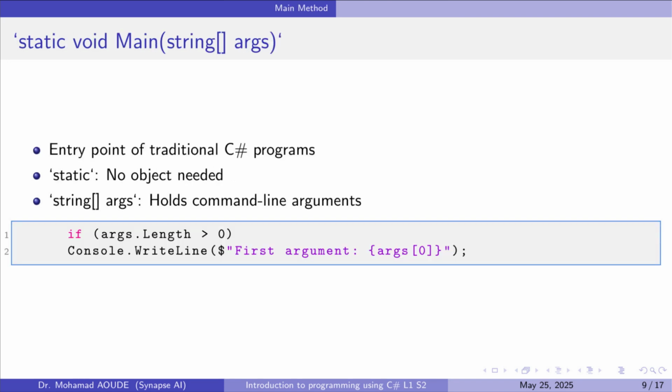The Main method is where execution begins. Its signature is typically static void Main(string[] args). The keyword static means you do not need to create an instance of the Program class to call it. The array args contains any command line parameters. You can check if args.Length is greater than 0 and then display the first argument, for example.